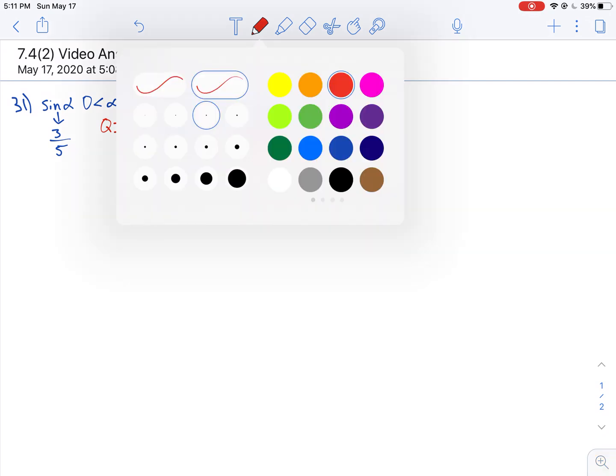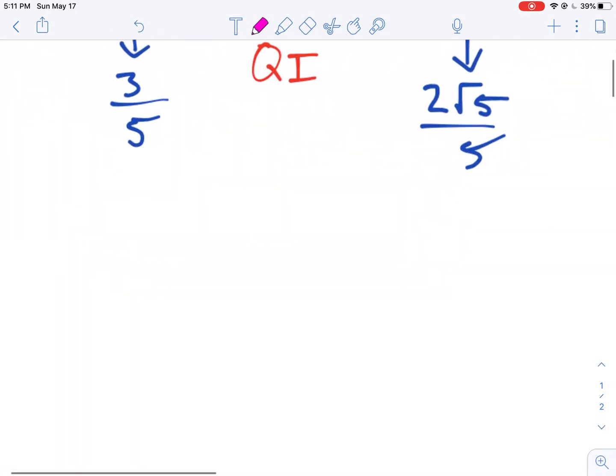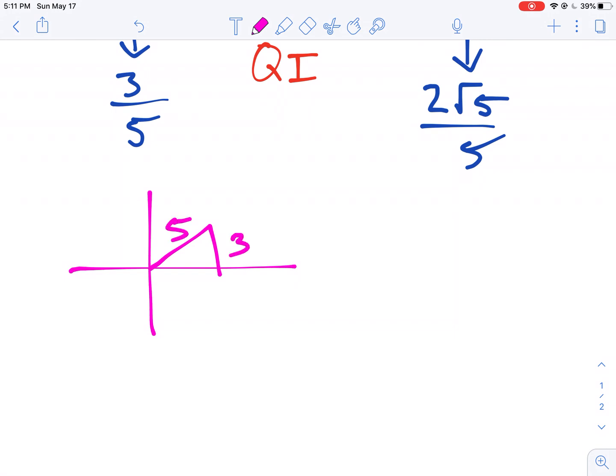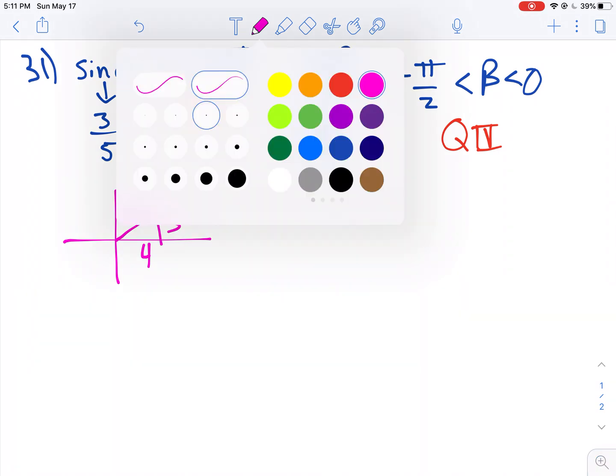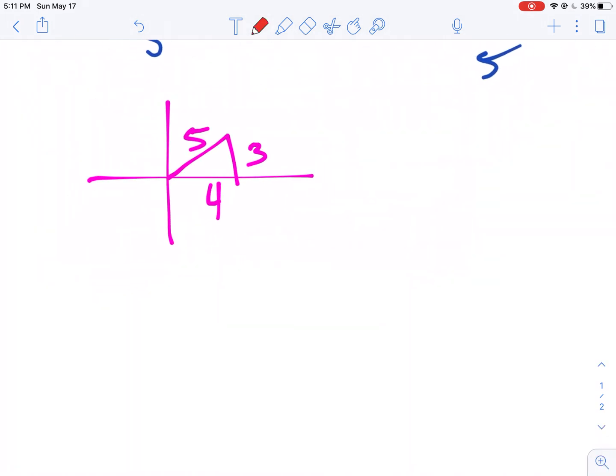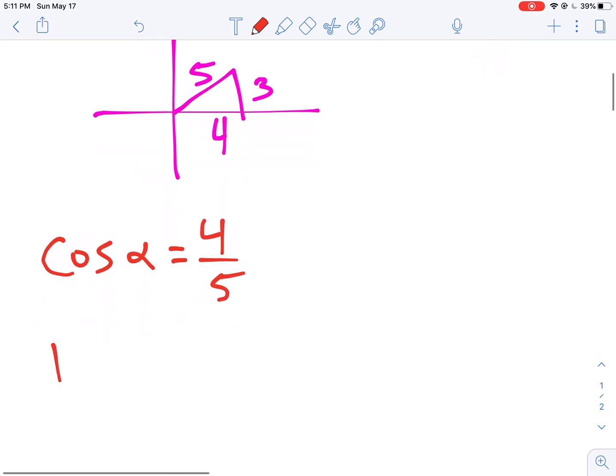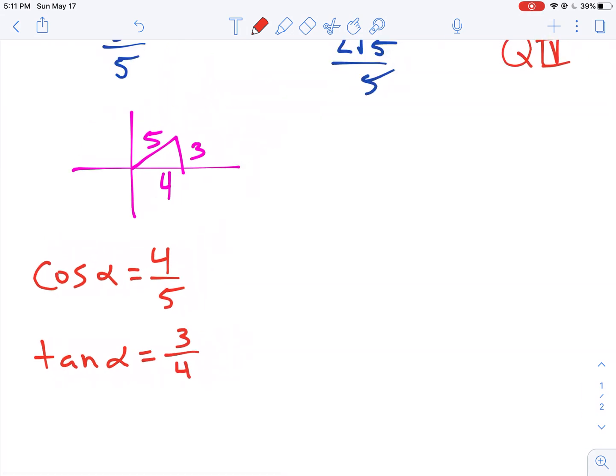So before I even do that, I'm just going to solve my triangles here. Sine of 3 over 5 in quadrant 1. This one's very straightforward. I've done this a million times. 5 hypotenuse, opposite 3, 4 for my adjacent. So we can establish, because we're going to need all of this in the future, that your cosine of alpha will be 4 over 5, and your tangent of alpha will be 3 over 4 as well. So now I have all my information for alpha.